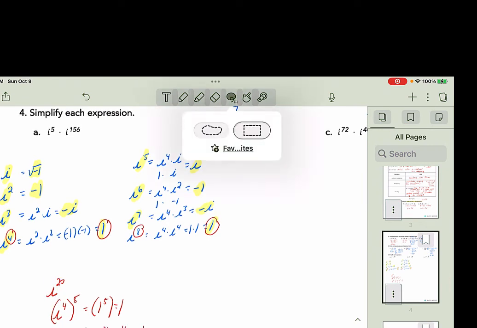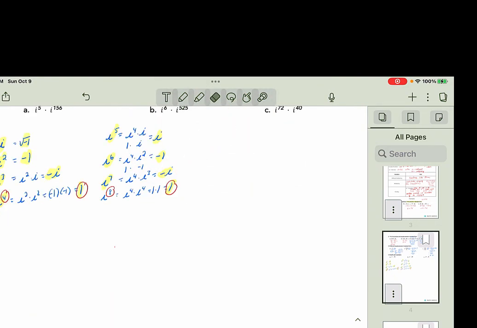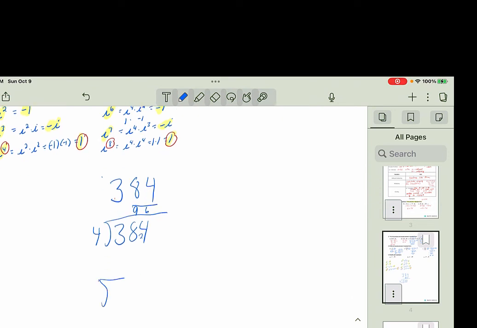Now, what I also want to show you, and you may know this or may not know this, but let me go ahead and review it. Let me show you a little trick here with numbers that are divisible by 4. If the last two digits of any number are divisible by 4, then the entire number is divisible by 4. So notice these two digits are divisible by 4, which means that this number 384 is divisible by 4. In fact, I'll show it to you. 4 goes into 38 9 times, and then 4 goes into 24 with 6, so that equals 96.